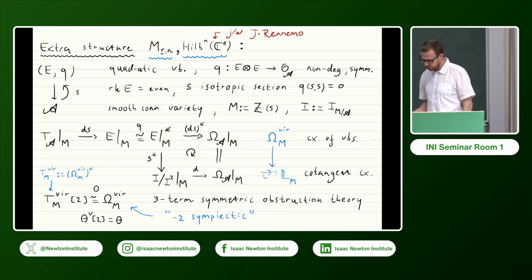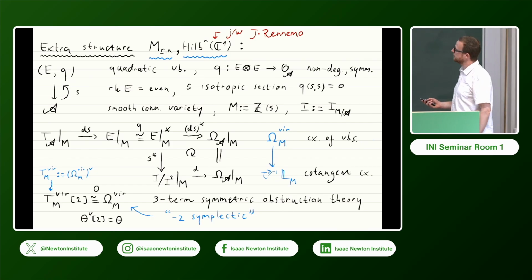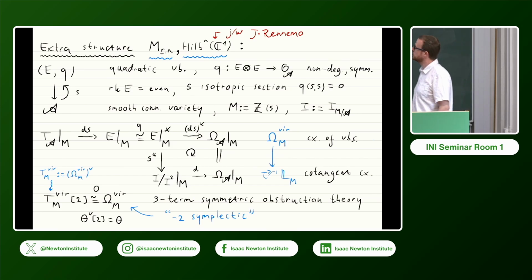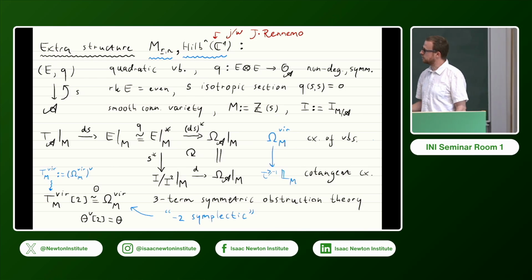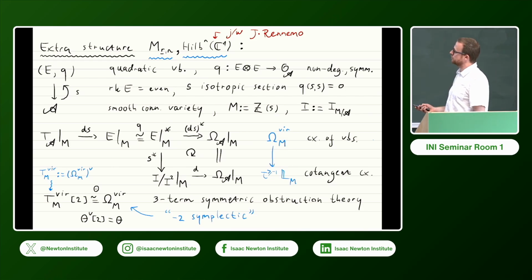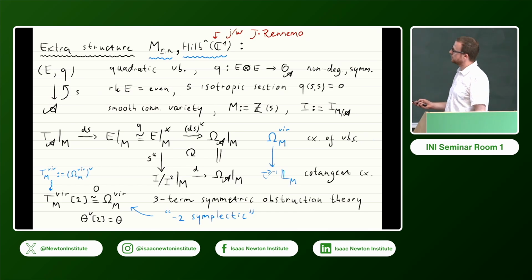So then if you read Oh, Thomas, they will tell you to write down the following diagram. Let us denote by I the ideal sheaf of M inside of A. If you take the differential of the section S here, you map from the tangent space of the ambient space to E. And then you can use the quadratic form to go to E dual, and then just put the dual of this section here. And since S is isotropic, this is actually a complex. The composition will be zero.